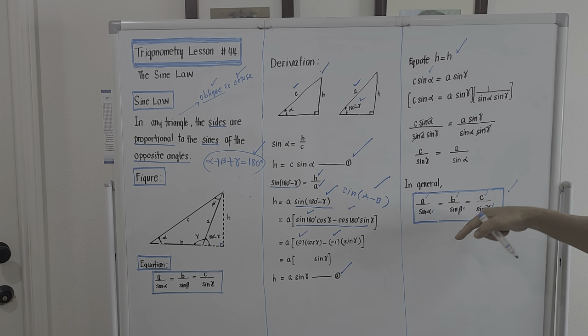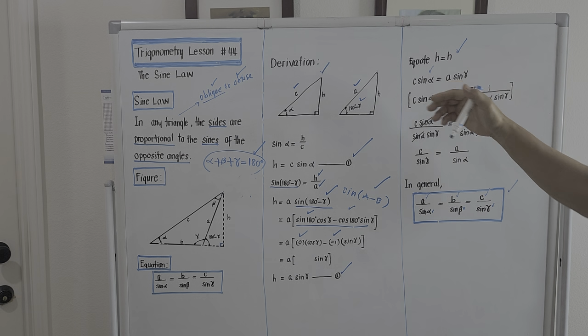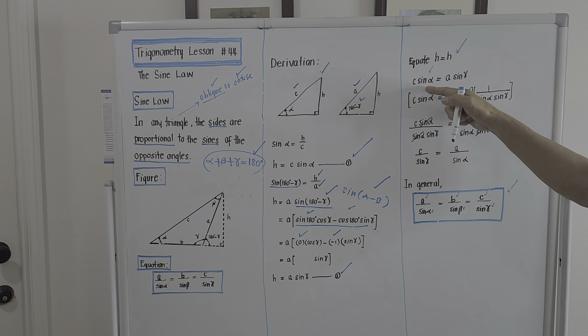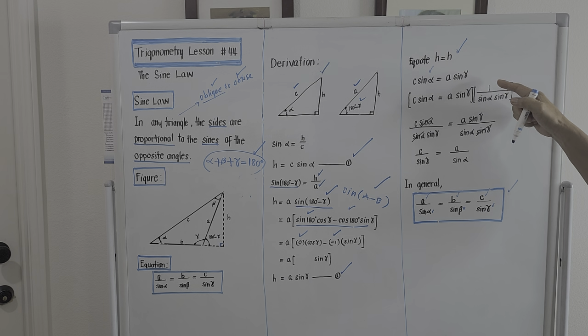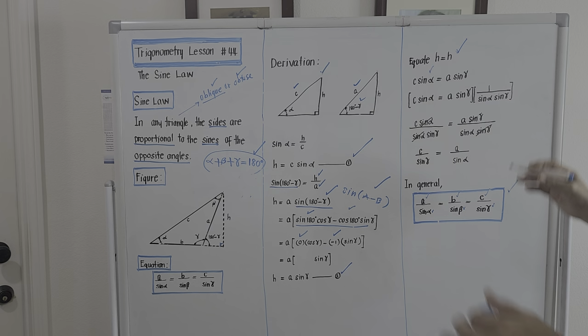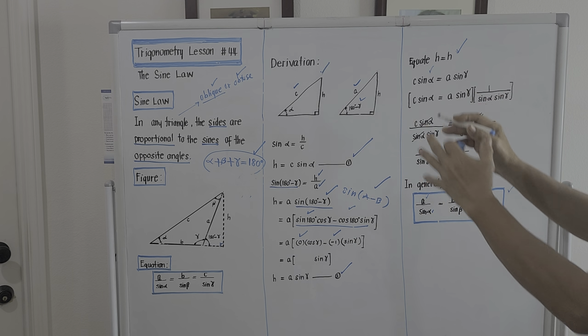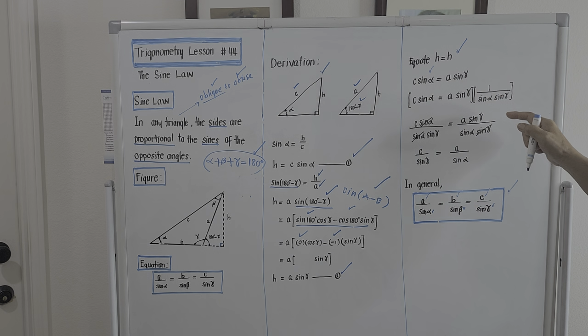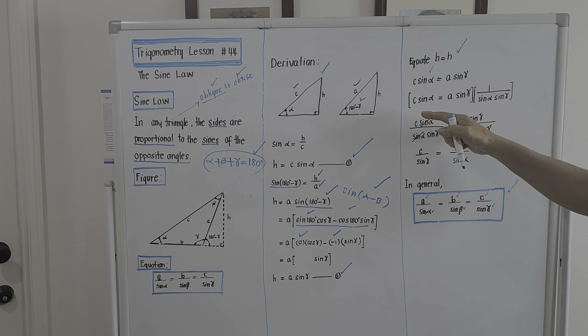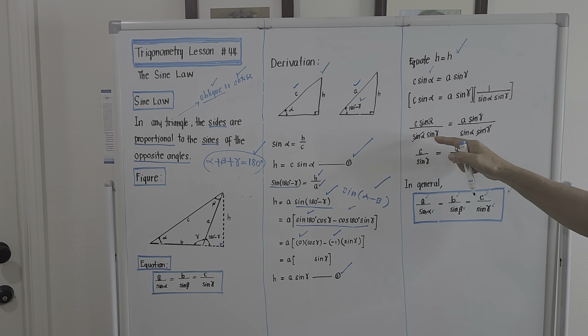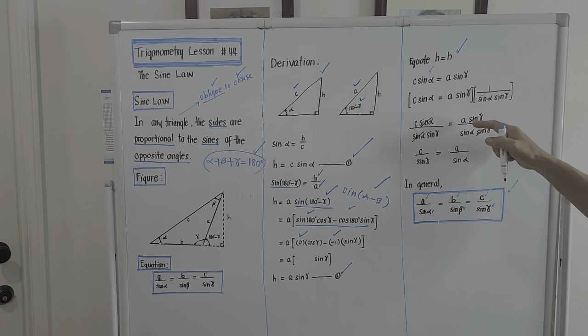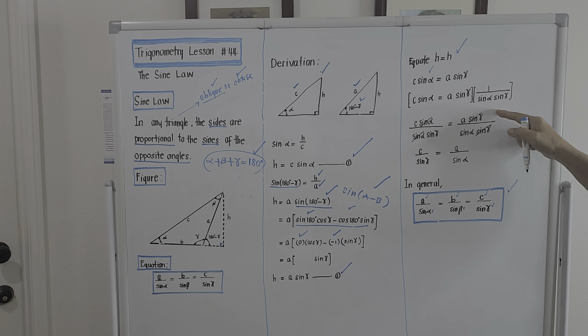and to arrive at this, we multiply all the terms by the reciprocal of sine of alpha and sine of gamma. So this is 1 over sine of alpha, sine of gamma, close bracket. Then we try to expand. C sine of alpha times 1 over this will be C sine of alpha over sine of alpha sine of gamma equal to A sine of gamma over sine of alpha sine of gamma.